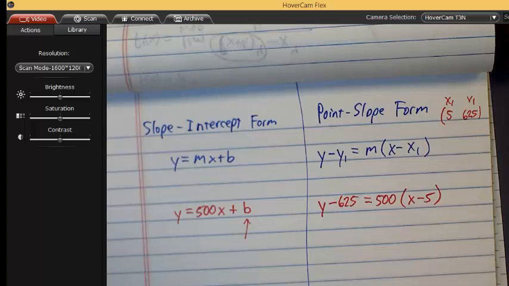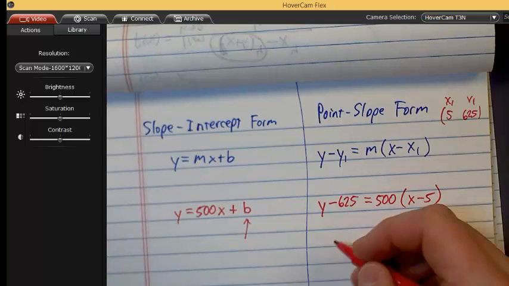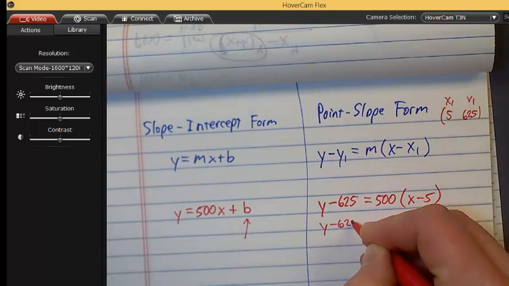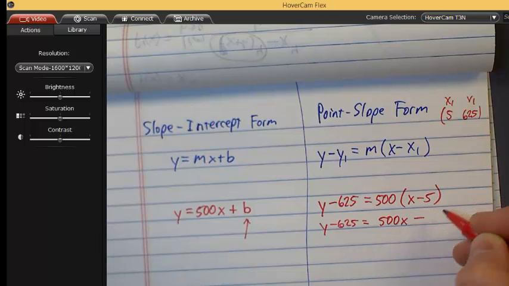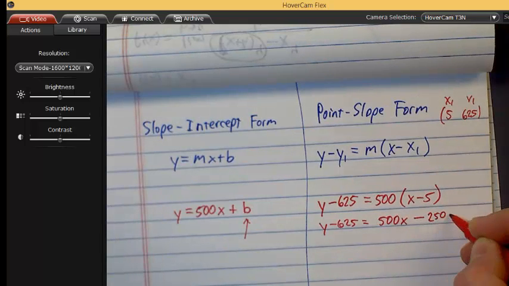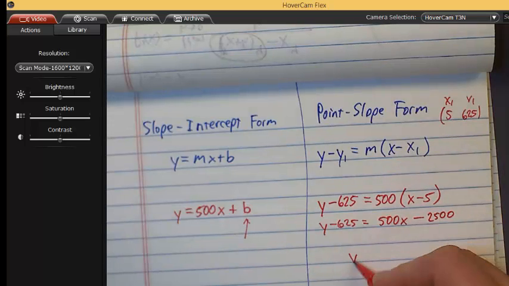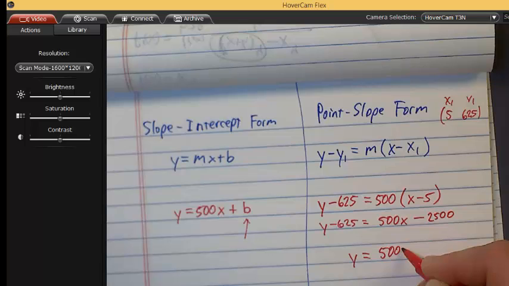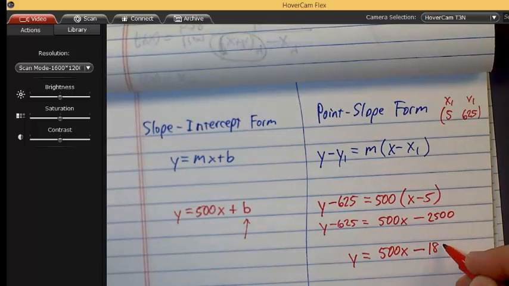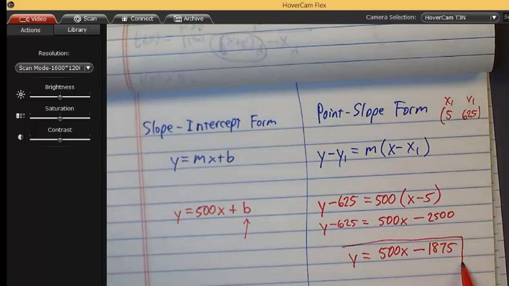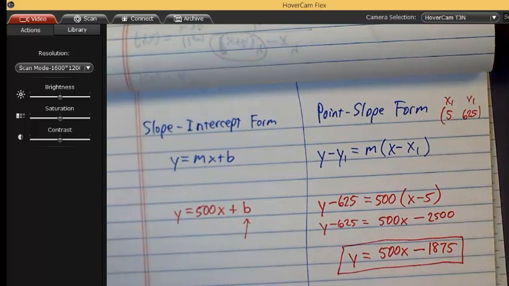Now, if you said to me, hey, Paul, put it in slope-intercept form, I could do that, right? I could say, okay, y minus 625, I'll distribute the 500. What's 500 times 5? I think it's 2,500, right? And now if I add 625 to both sides, I'll get 500x minus 1875. What a nice equation of a line. So if you go back to my picture of this thing, I had this tangent line with a slope of 500, and it goes way down here through the point 0 and negative 1875.